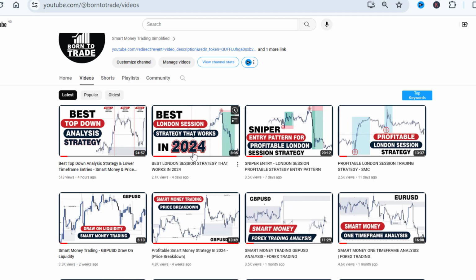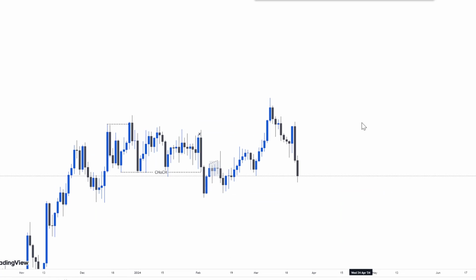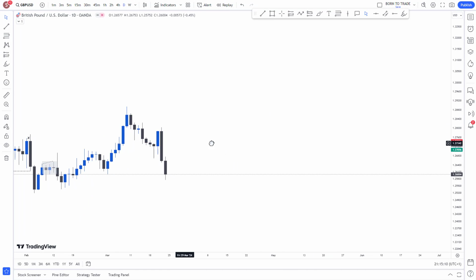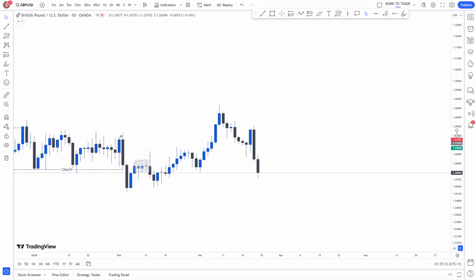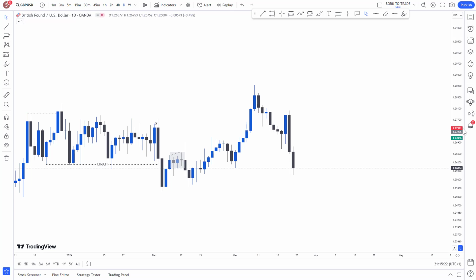Okay, so let's go back now and see what we have on GU. So this is GU, the daily time frame, and you see we have very similar price action just like we have on EURUSD. This is GBPUSD, and the price action is very similar to the one we've seen on EURUSD, right?